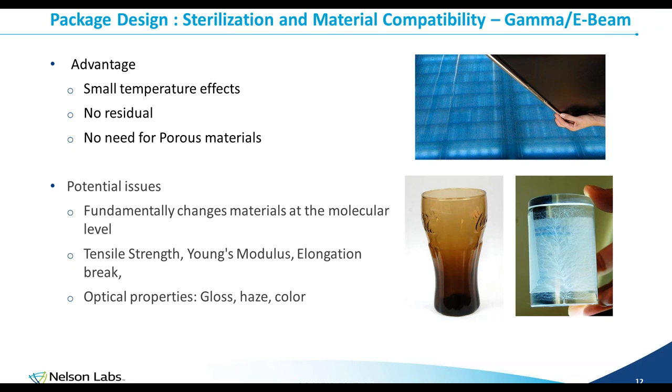As you can see in the pictures, the little soda bottle there, that was a clear bottle. After being subjected to gamma radiation, it turned amber. And then on the right side, that was a clear plastic container, and it really crystallized and pretty much broke after radiation.